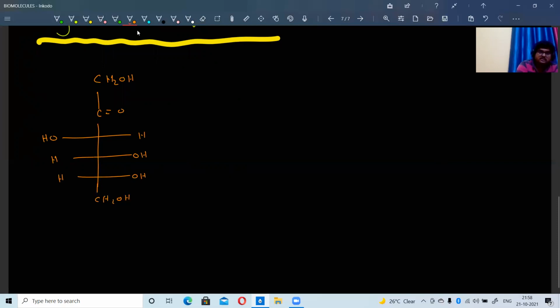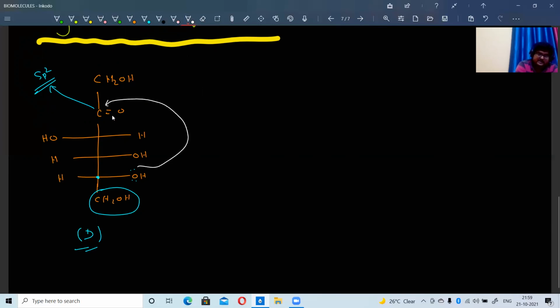CH2OH. Now in this particular case, we know this carbon is sp2. sp2 means planar, so attack is possible above the plane and below the plane. In this case, this is a D or L form: CH2OH, and the next carbon has OH on the right hand side, that's why this is the D form. Now what is happening? This lone pair can attack from the top side, and it can also attack from the bottom. So two possibilities take place.